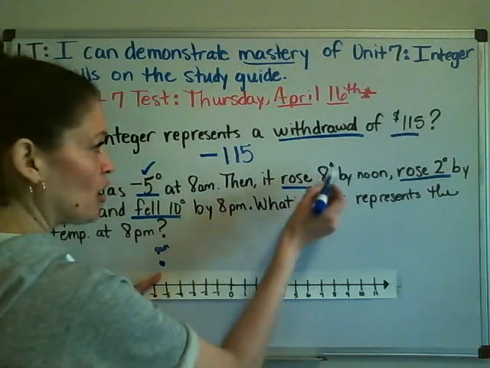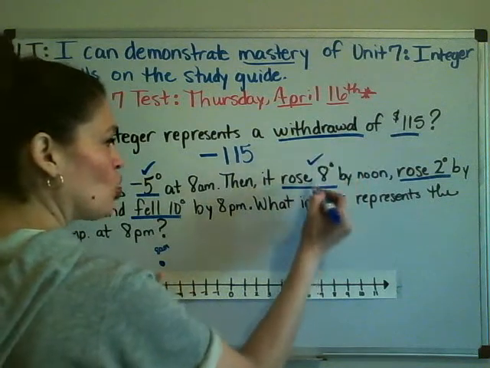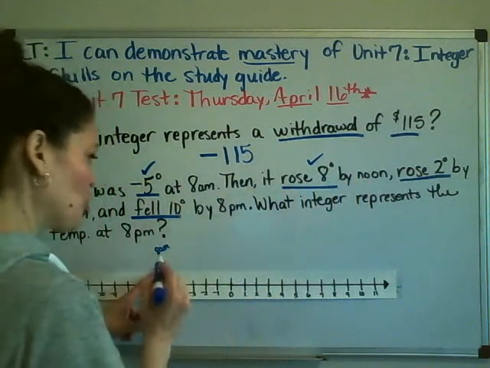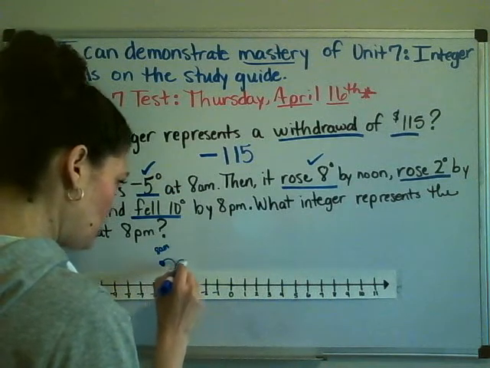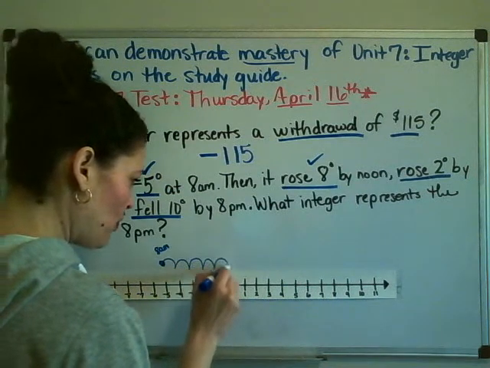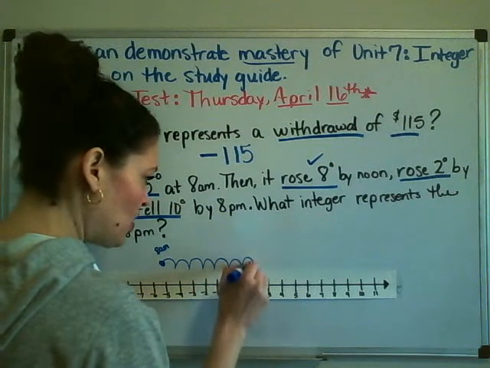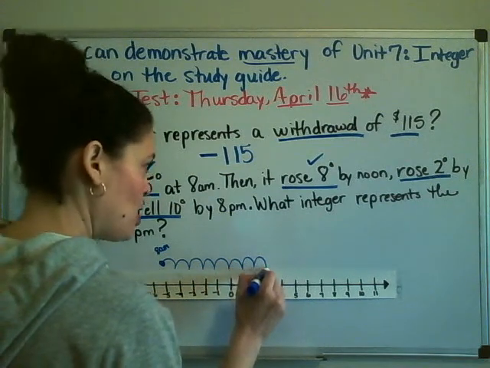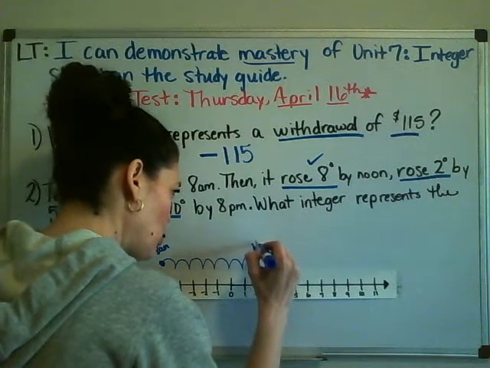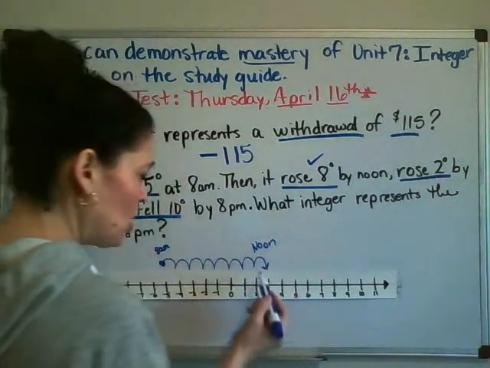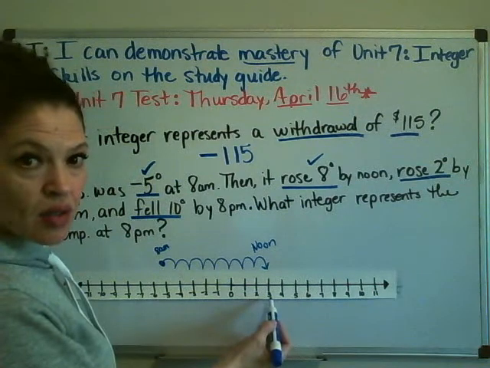Then it rose 8 degrees by noon. So rising 8 degrees, that means we're going to go forward by 8. So I'm going to go 1, 2, 3, 4, 5, 6, 7, 8 degrees. So by noon, this is noon, it is 3 degrees, okay?